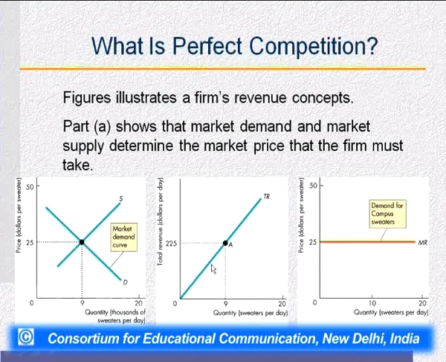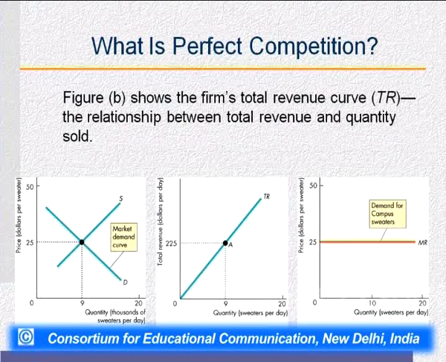Now the second part, which is the total revenue curve. Figure B shows the firm's total revenue, the relationship between total revenue and quantity sold, which is called P into Q. Here you can see, suppose the total quantity is 0 to 9 sweaters per day, and the price is 25.